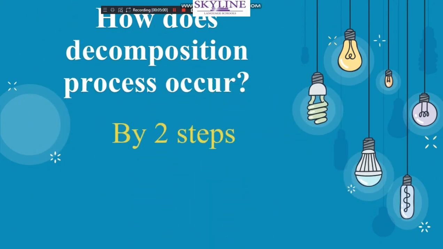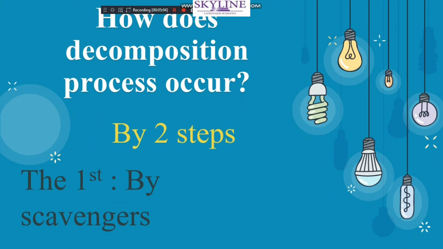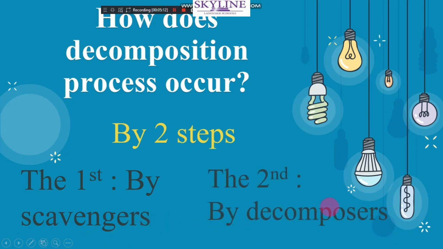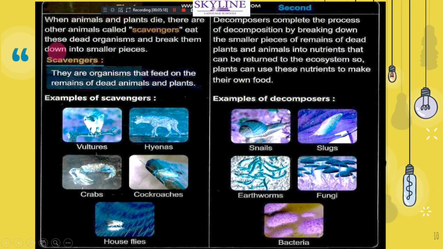How does the decomposition process occur? We have two steps. The first one is by living organisms called scavengers. The second one, the decomposers come to return nutrients back to the ecosystem. How? Look, scavengers feed on the remains of dead animals and plants. Scavengers break down the dead animal or the big body into small pieces. What are the scavengers? Vultures, hyenas, crabs, cockroaches, houseflies. All of them are called scavengers.